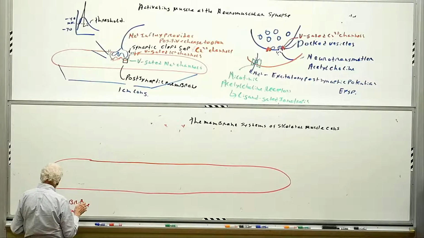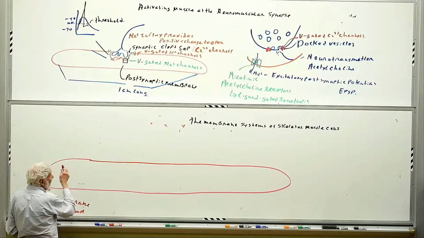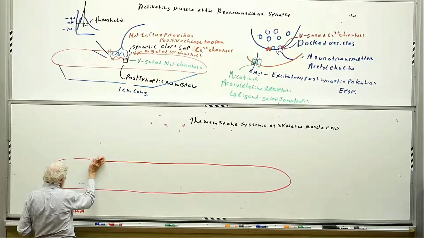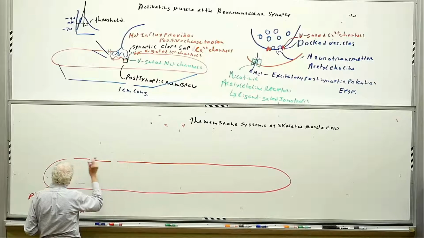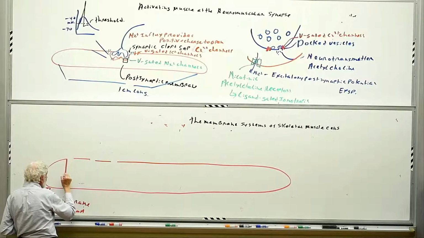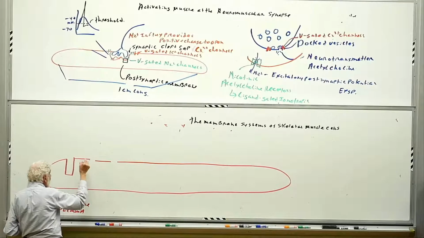And then we see that at intervals in this plasma membrane, in fact, if you were down on the surface, you'd see every micrometer or two, there's an extension of the plasma membrane into the cell.